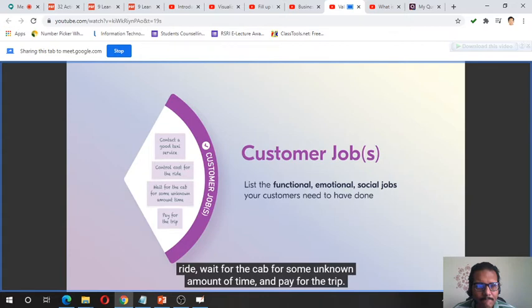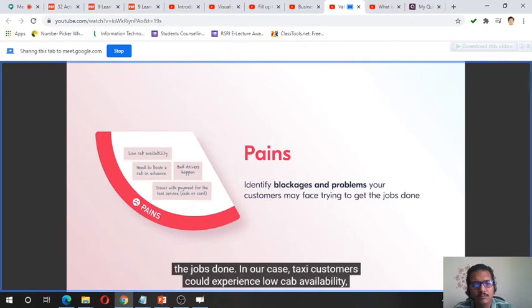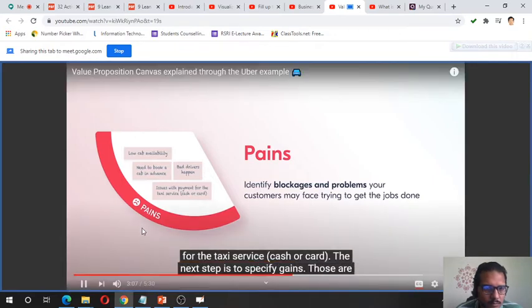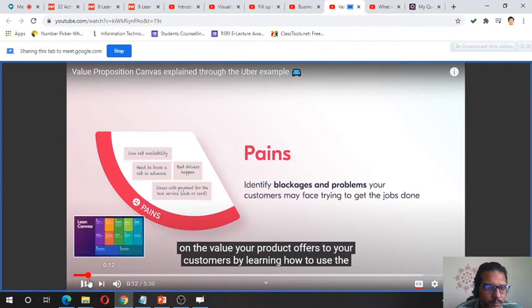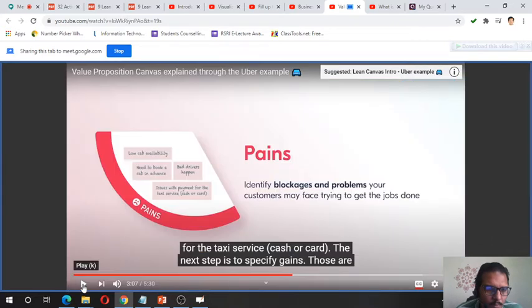Pains include blockages and problems your customers may face trying to get the jobs done. In our case, taxi customers could experience low cab availability, bad drivers can happen, need to book a cab in advance, and issues with payment for the taxi service, cash or card. Okay, so pains are low cab availability, need to book a cab in advance very long time before.